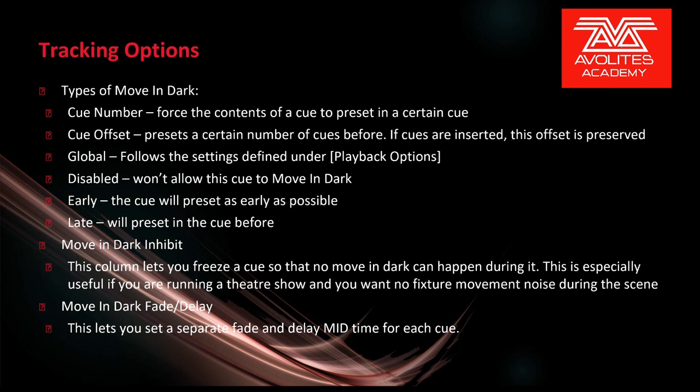Move in dark inhibit. This column lets you freeze a queue so that no movement in dark can happen during it. This is especially useful if you're running a theater show and want no fixture movement noise during the scene. Move in dark fade and delay time allows you to set a separate fade and delay move in dark time for each queue.